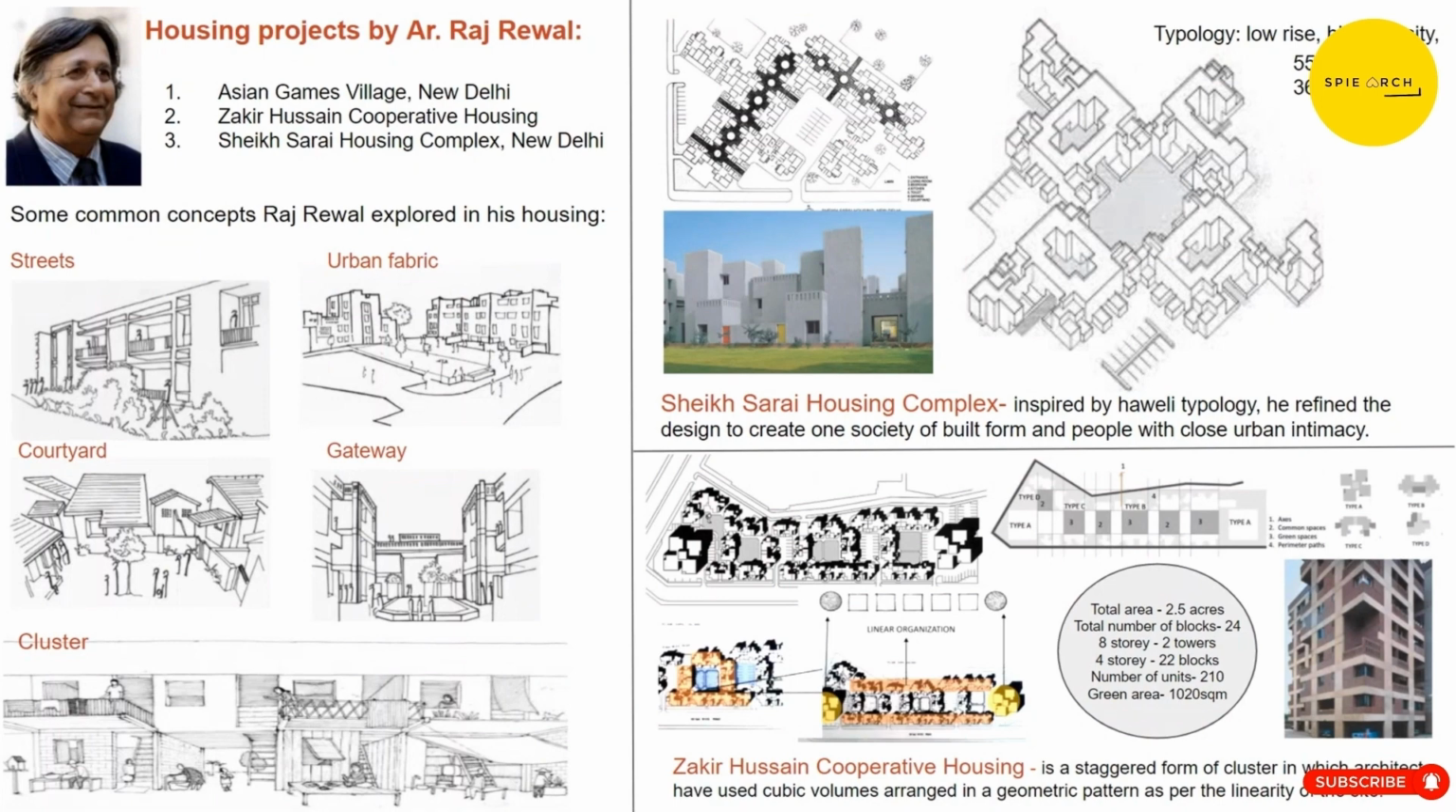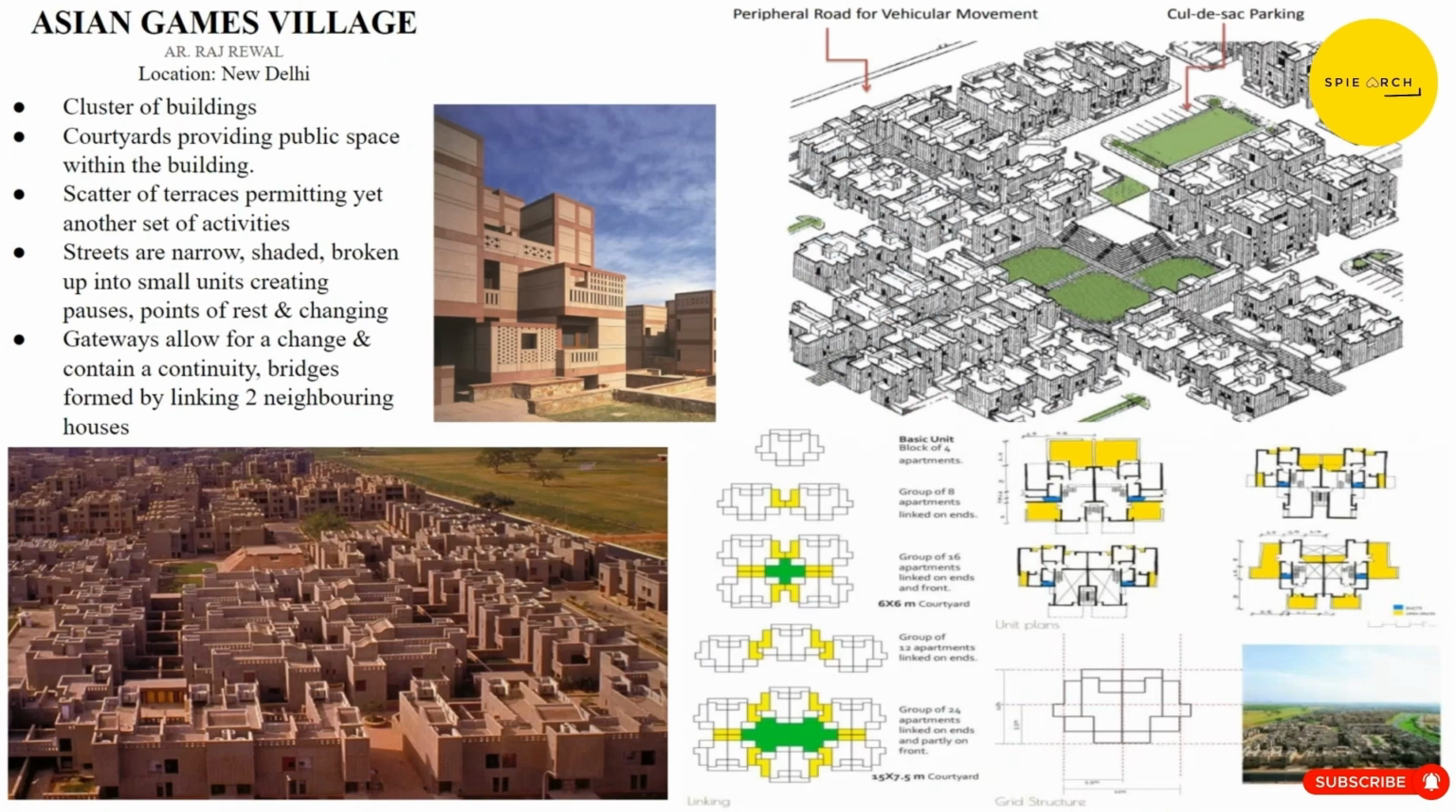Tanvi will be telling us about Asian Games Village. It is a project designed by architect Raj Rewal in New Delhi only. It is also a cluster of buildings which was designed for retired government officers after the Olympic Games in the 1980s. So it has streets that are narrow, shaded, and broken up to create small units for rest and changing. Gateways allow for a change of continuity.